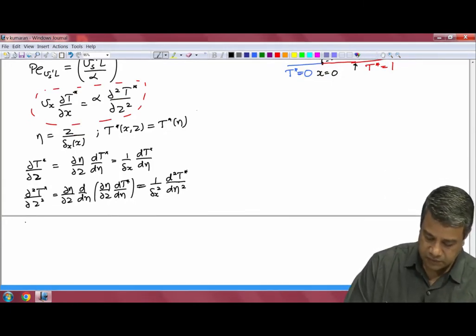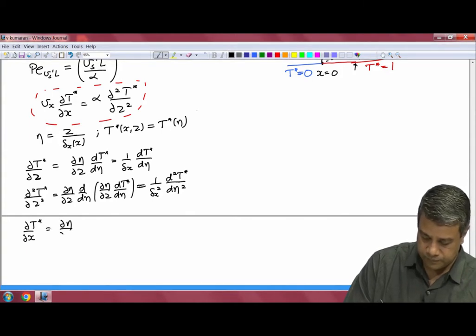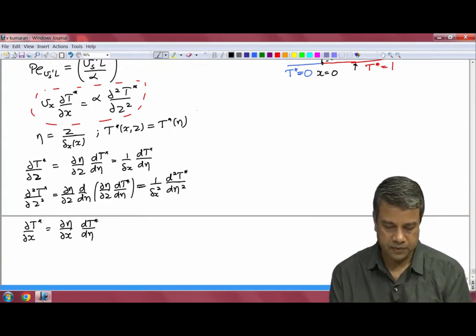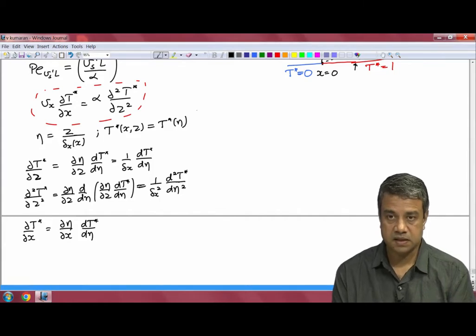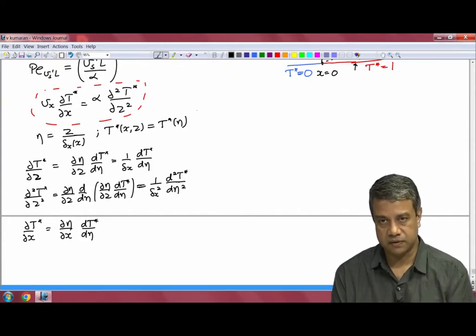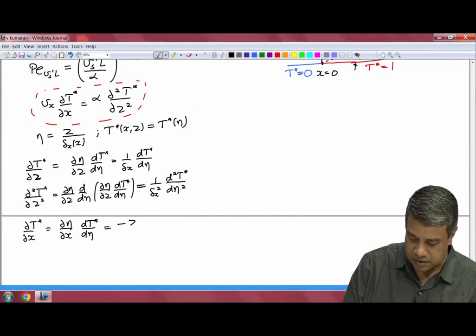I have a first derivative with respect to x. Note that eta is z by delta x and delta x is a function of x. So, I have to use the chain rule for differentiation. I will get this as minus z by delta x square d delta x by dx.